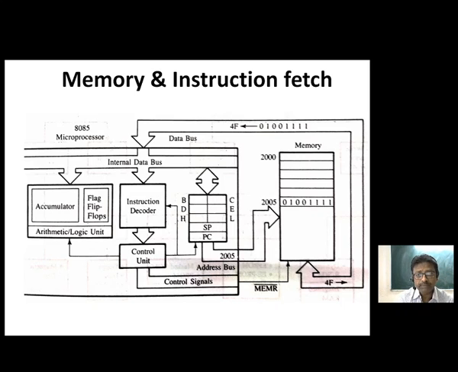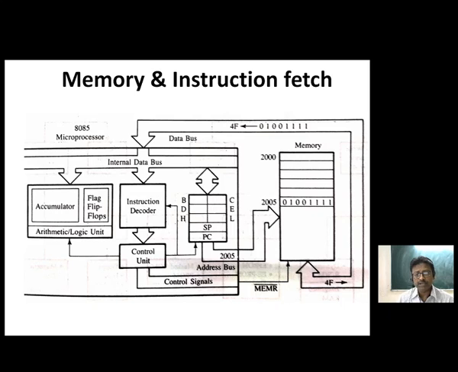Now as far as the memory and the instruction fetch are concerned, the primary function of the memory is to store the instruction as well as the data and provide that information to the microprocessor whenever the microprocessor requests it, by sending the address to the specific memory location through the address bus, along with certain control lines, so that the memory will be enabled and the data will flow from the memory to the processor or from the processor to the memory.